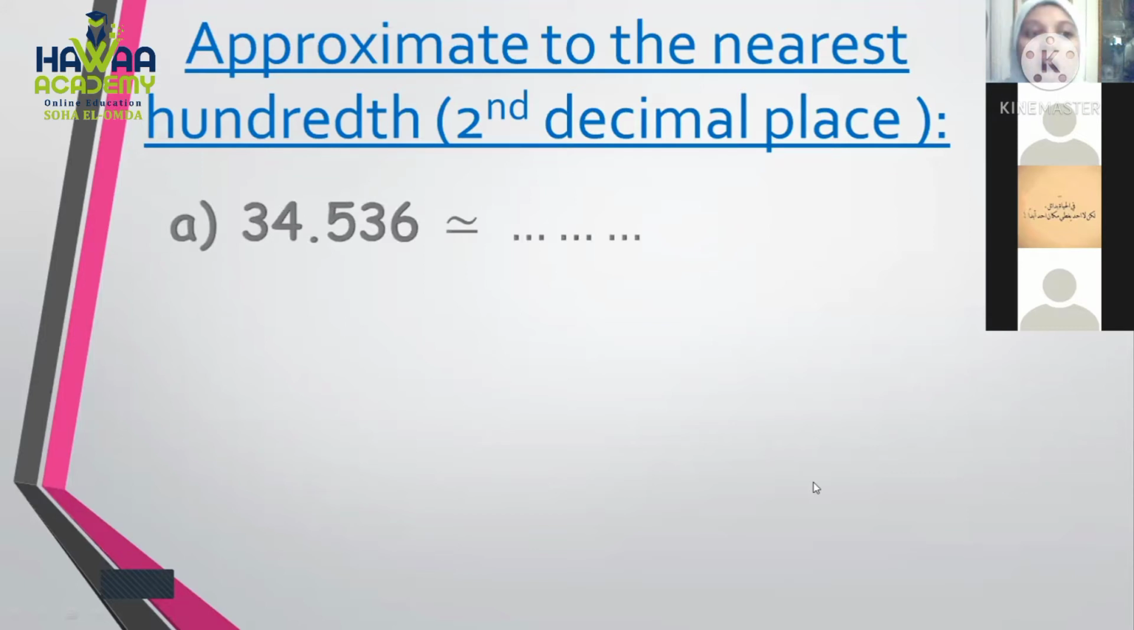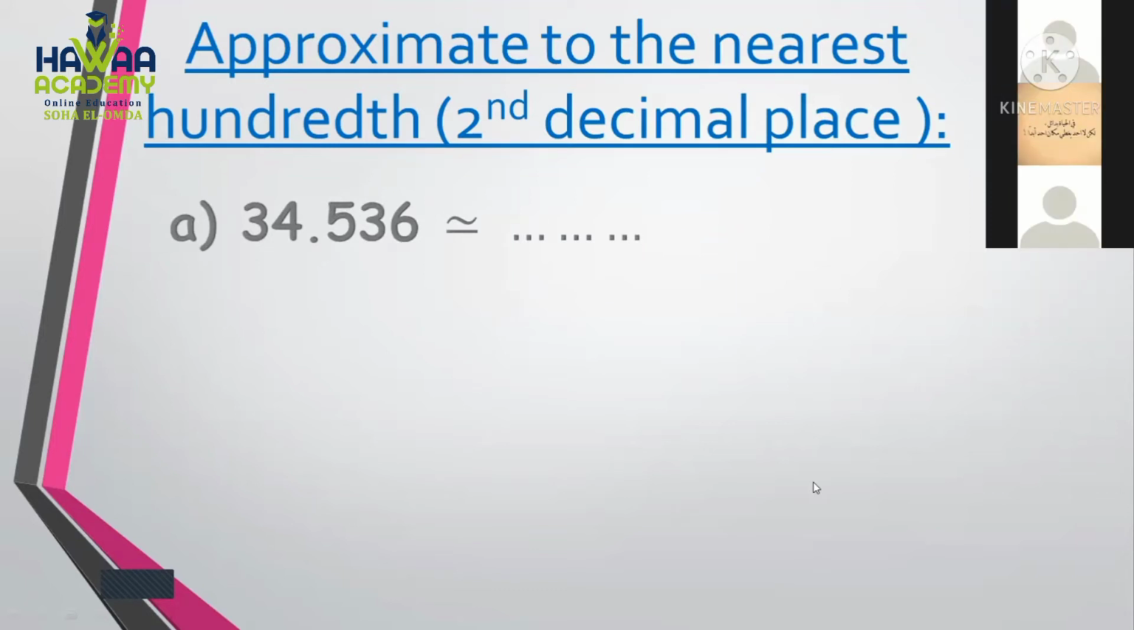Approximation to the nearest what? Hundredth. Excellent. What's meant by hundredth? 2 decimal places. Super. What's meant by 2 decimal places? To the nearest hundredth. Super. Okay, let's start to approximate the next numbers to the nearest.